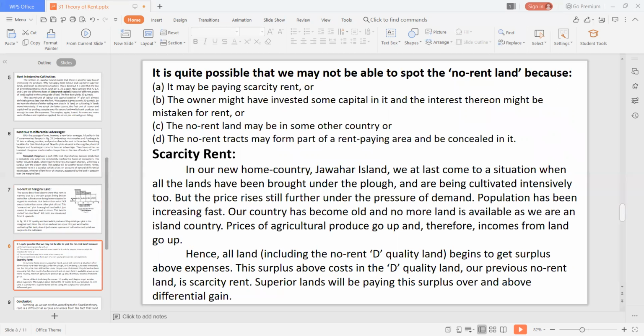But this particular theory has highlighted certain points. No rent land. Why? How have they made it? There is a new concept called scarcity rent. Now we can see one by one.